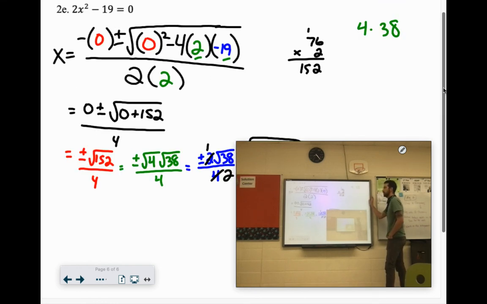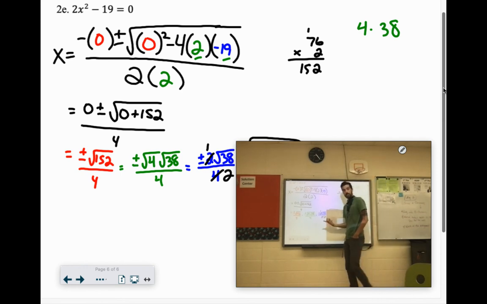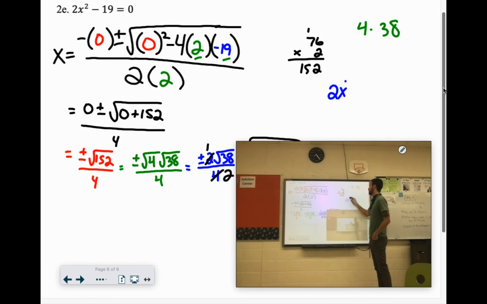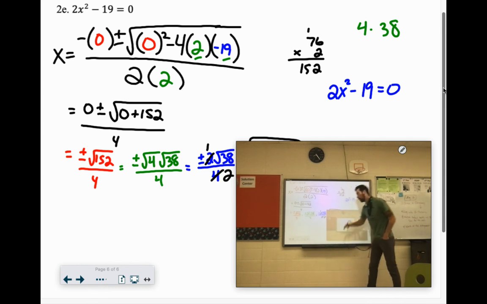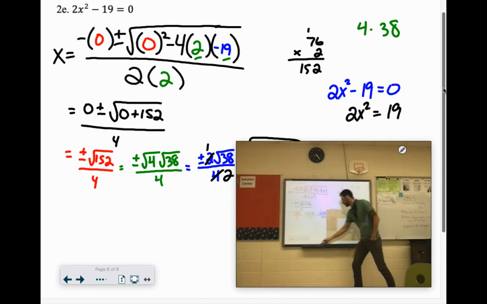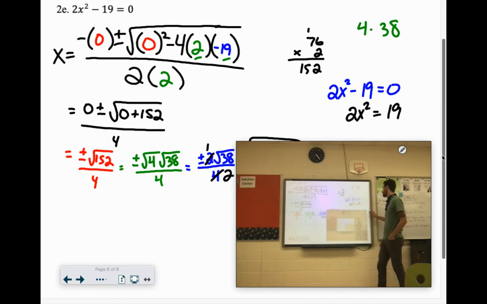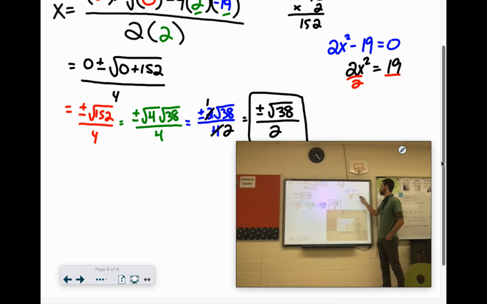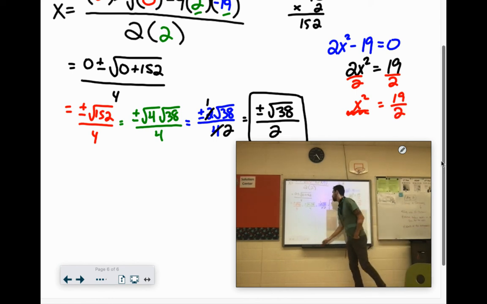Now, if I saw this problem originally, if you're ever missing a b, and I say do it with whatever method you want, that's going to be easiest to solve with the square root property. So 2x squared minus 19 equals 0. If you were solving that with the square root property, first you'd add the 19 to the other side. Then we would divide it by the 2. X squared equals 19 over 2. And then we would square root.